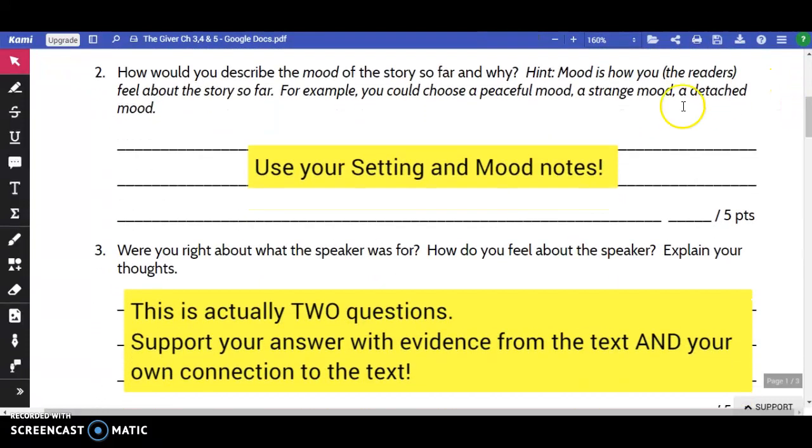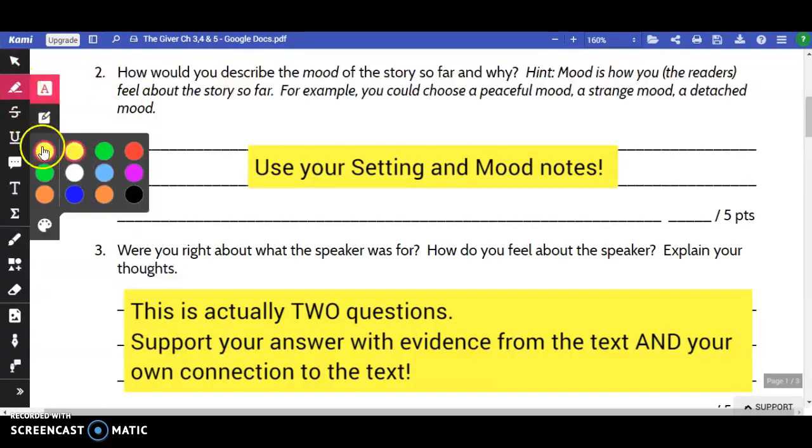Question 2. How would you describe the mood of the story so far and why? Hint, mood is how you, the readers, feel about the story so far. For example, you could choose a peaceful mood, a strange mood, or a detached mood. For this question, I highly recommend using your setting and mood notes.